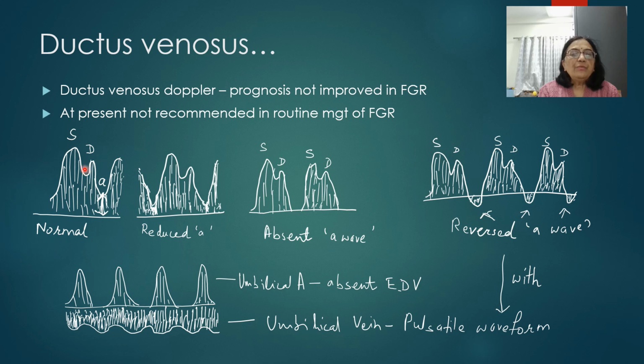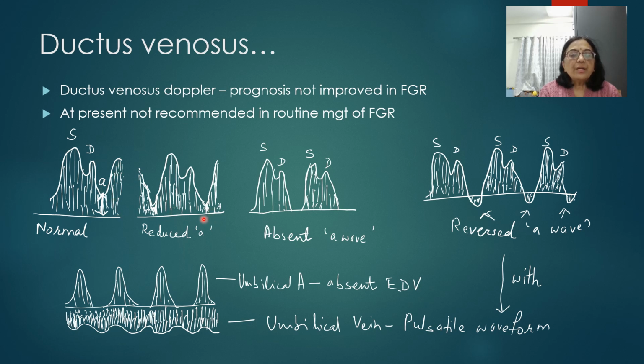This is normal. First peak indicates the ventricular systole. Second peak indicates the ventricular diastolic filling. Whereas this is the nadir, or this is the atrial contraction leading to the A wave. This is the normal waveform of the ductus venosus.